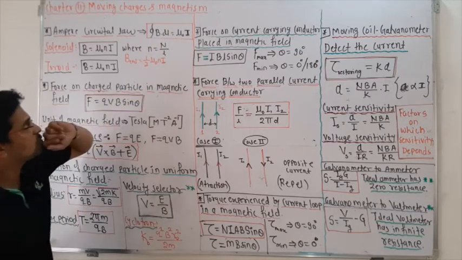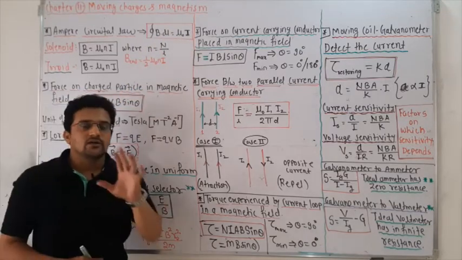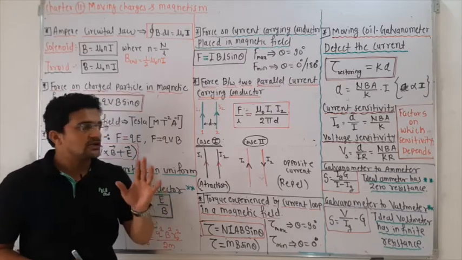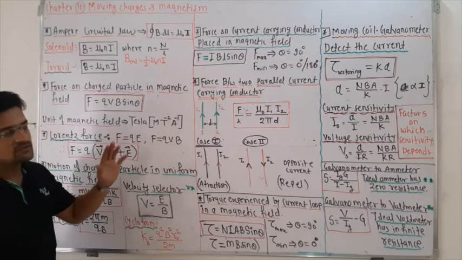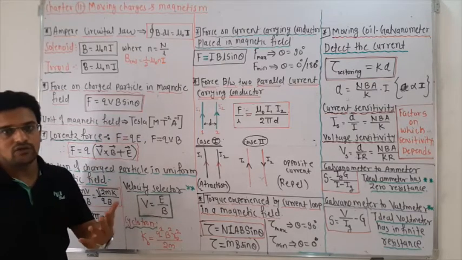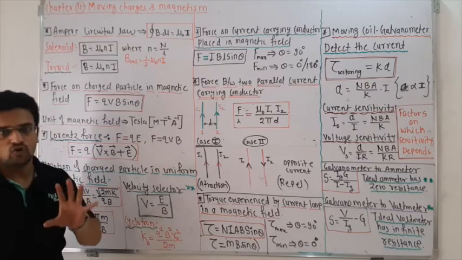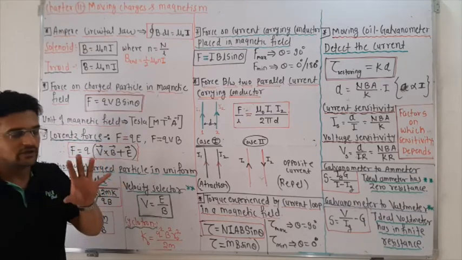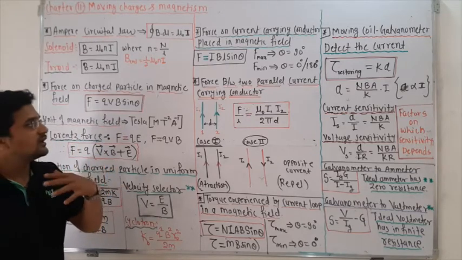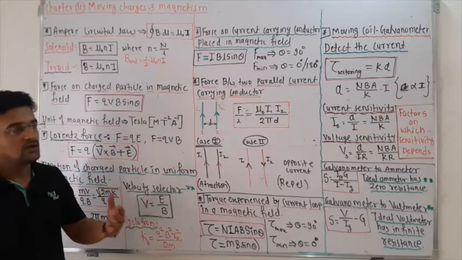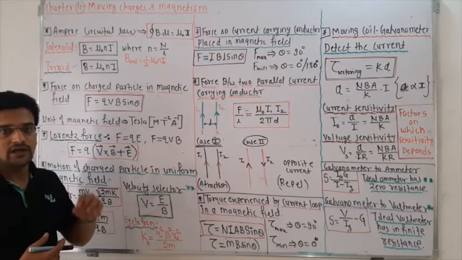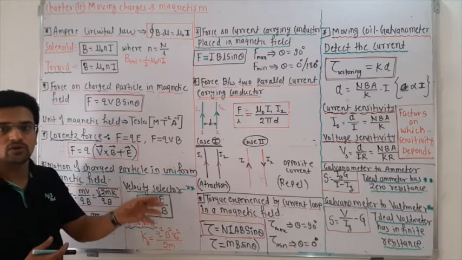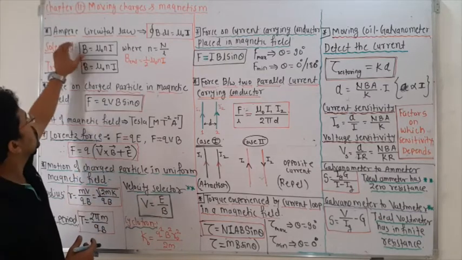Remember this formula, because unlike the first chapter, electric charges and fields, where you have Gauss law, in the same way sometimes it is very difficult to calculate the magnetic field due to a complex figure or complex wire. It will not be in the form of a square or a circle, it can be of any form. At that time, how to calculate the magnetic field at a particular point due to that complex figure is given by Ampere's circuital law.